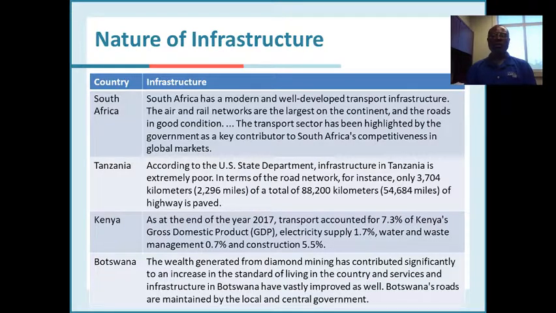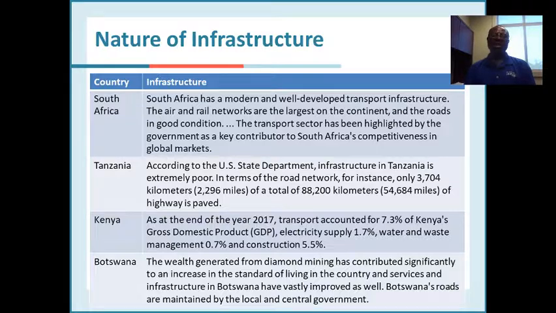Tanzania has very poor infrastructure. Out of its 88,000 kilometers of roads, only about 3,700 are paved. The other ones are just unpaved roads. Kenya is kind of low on infrastructure.